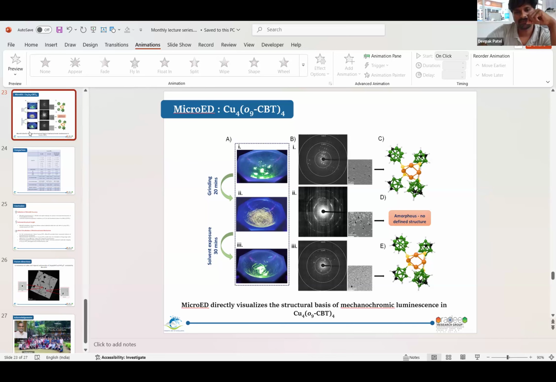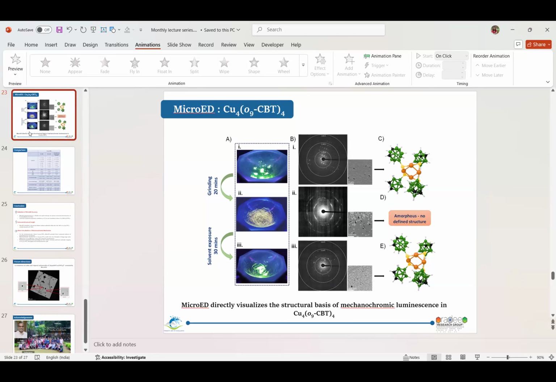Then the question will come, how much crystallinity is lost when you are grinding? Can you correlate the loss of crystallinity and the shift in the emission from green to yellow? Instead of grinding for 20 minutes, can you grind for 5 minutes, 10 minutes and 15 minutes to see the loss of crystallinity and correlate it with the emission shift? It's doable. Obviously, it's doable.